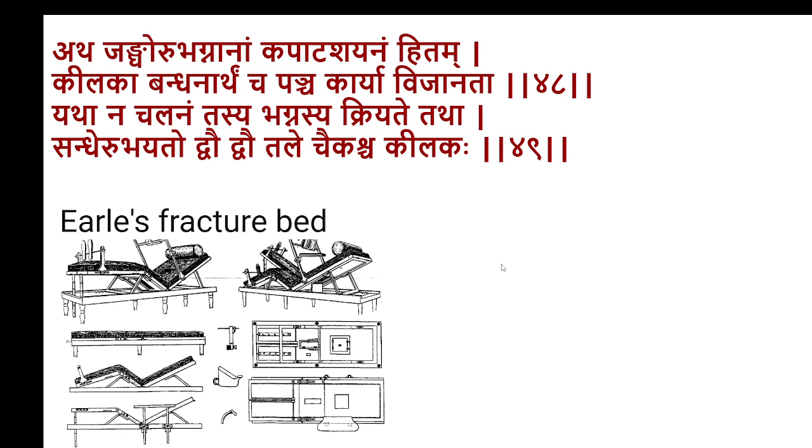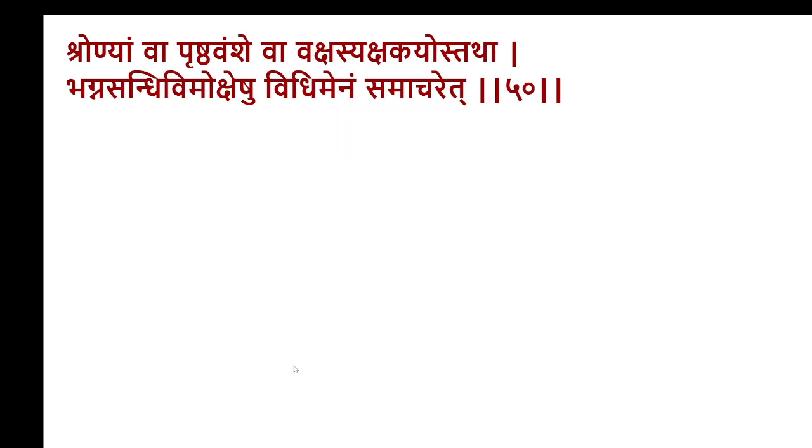Sushruta has suggested 5 rivets which can be moved up and down. Even now, the fracture bed would have a similar structure, though there could be more technical sophistication. So that's about the fracture bed used by Sushruta.